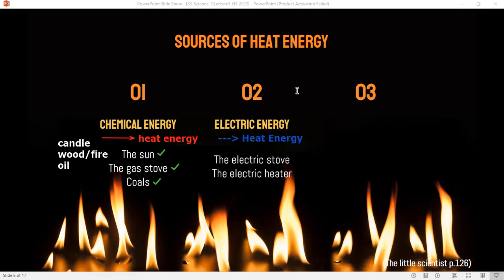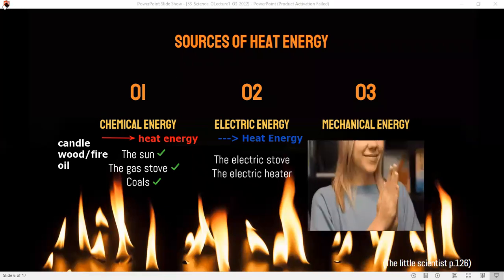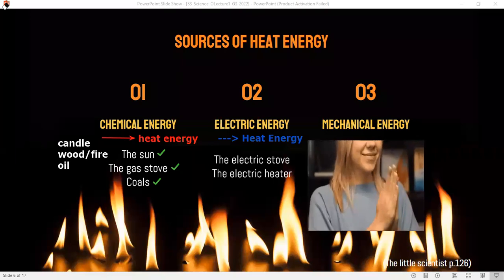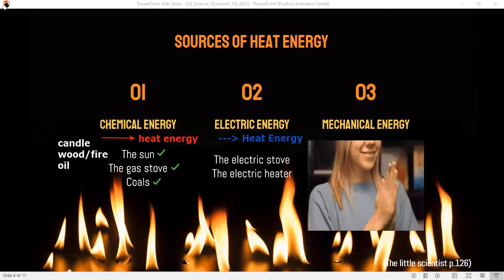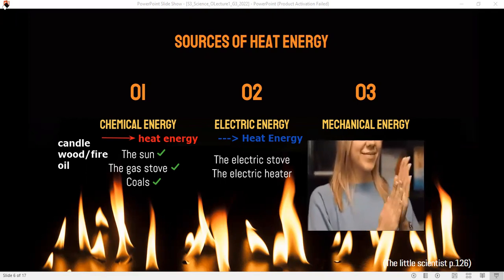So we can get heat energy by burning things or by using electricity. The last one is mechanical energy. It is when you rub things against one another. I want you now, while you're watching this video, to try to rub your hands against one another. After a while, you will feel that your hands are warmer. So rubbing objects against one another makes heat and causes things to become warm.